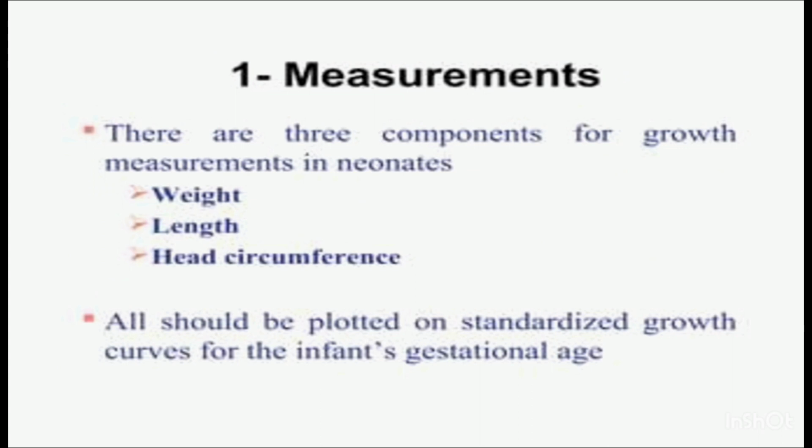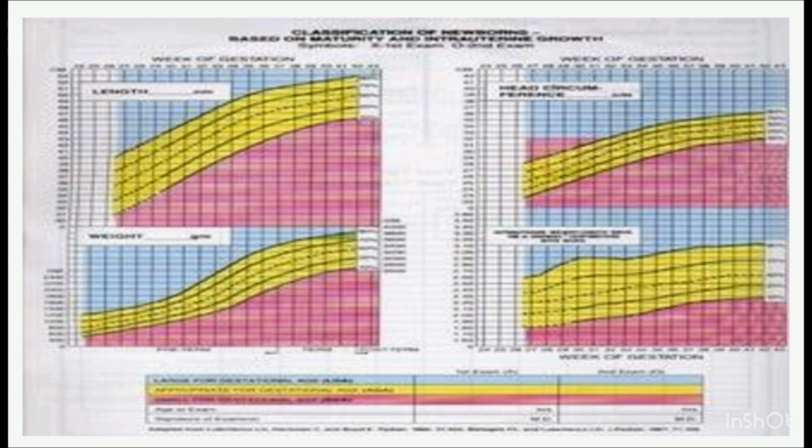Now we will start with measurement. There are three components of growth measurement in newborns: weight, length, and head circumference. All should be plotted on standardized growth curves for the infant's gestational age. As you can see in this picture, this is a growth curve chart. First is length, second is the weight curve, and third is the head circumference curve. You can plot a measurement here and estimate.